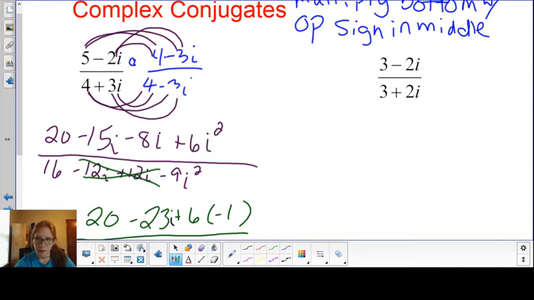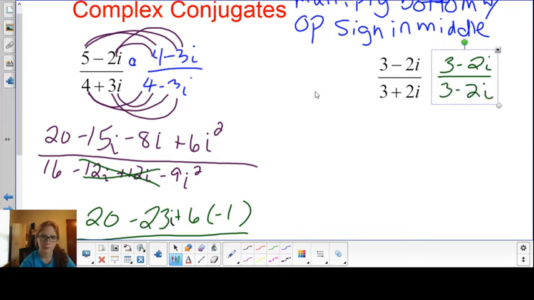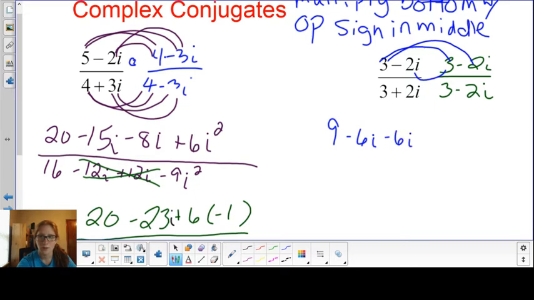Alright, we're going to do the same thing over here. We're going to multiply by 3 minus 2i over 3 minus 2i. So I have 3 times 3, which is 9. 3 times negative 2i, which is a negative 6i. Negative 2i times 3 is a negative 6i. And negative 2i times negative 2i is a positive 4i squared.